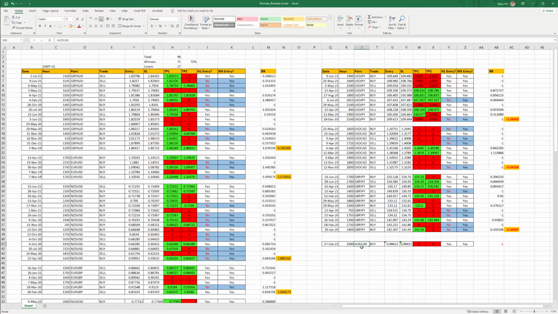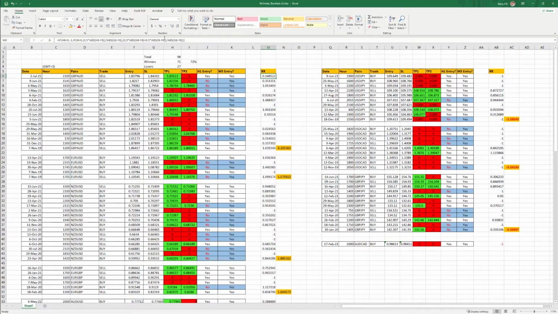And we see we have another cat, Aussie cat, which is also a -1, a loser. So I'm not sure if it is an issue specifically to do with cat or with yen.